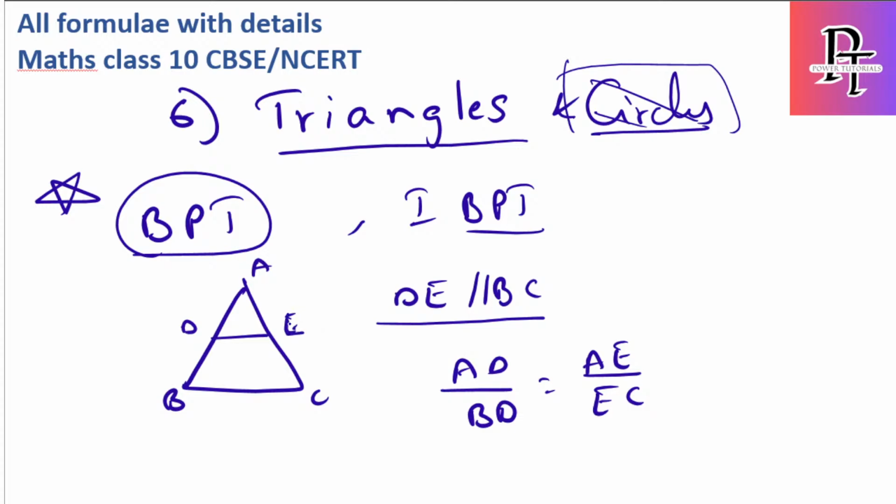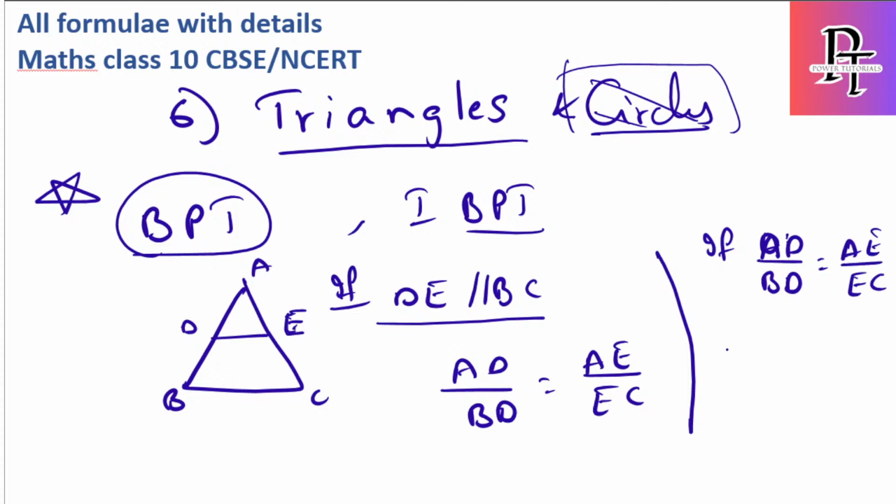This is the simple BPT theorem, and how to prove it I will explain in the next videos. Here, as I mentioned, it is only for the formulas video, so I'm just giving the formula. The converse of the basic proportionality theorem is the opposite. In the converse, if AD by DB is equal to AE by EC, then these two lines are parallel. So these are the easy theorems, BPT and the converse of BPT.